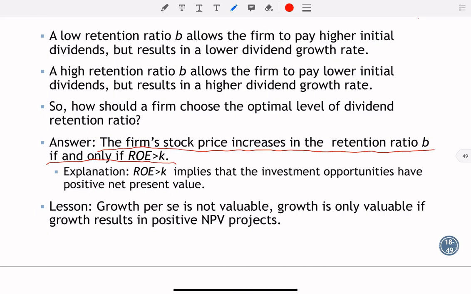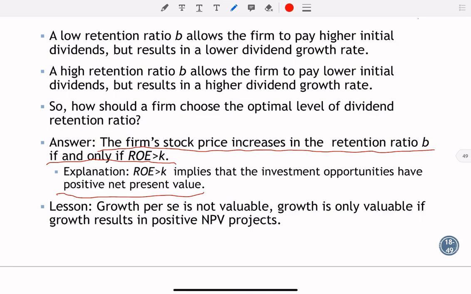This does make sense because if return on equity is larger than K, this implies that your new investment projects have positive NPV, right? Obviously, if you have positive NPV projects and you invest more into these projects, then your firm's value, your stock's value, should increase, right? So it's a very natural result.